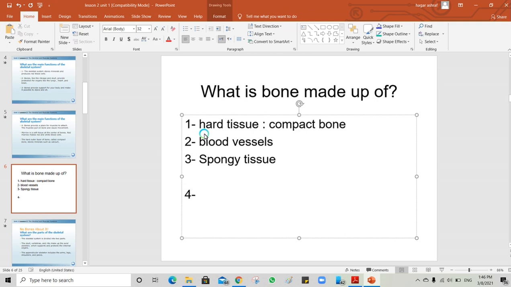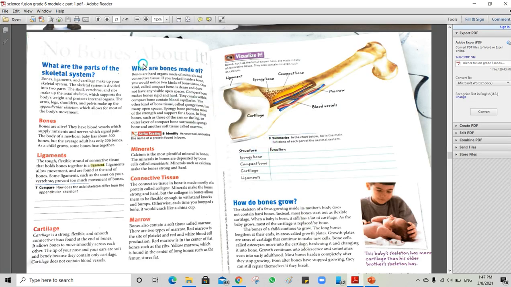There is an extra thing, but it is not present in all bones. It is present only in long and flat bones. What is this thing, teacher? It is marrow. Okay? It is only present in what? In long and flat bones. This is an extra thing found in long and flat bones.